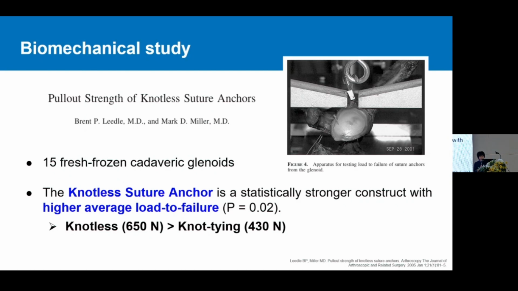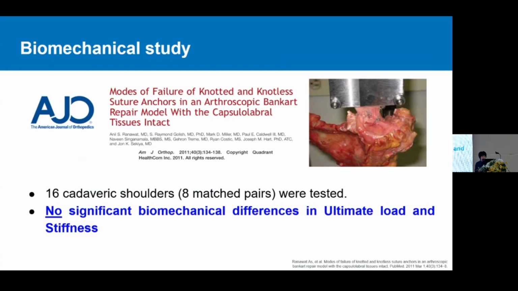Ben includes 15 fresh frozen cadaveric glenoids and reports that the knotless suture anchors provide a higher average load to failure, around 200 newtons. The study by Dr. Renobat published in the American Journal of Orthopedics in 2011 found no significant biomechanical difference in the ultimate load to failure or the stiffness.